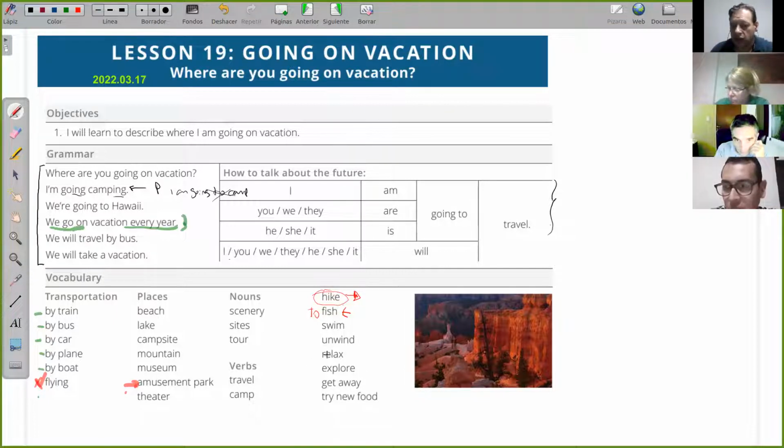So there are a lot of things that we can do. This is some vocabulary like I can relax, I can explore a place, I can unwind. What is unwind? It is difficult. Relajarse, or... Yeah, but it's a special form of relaxation.